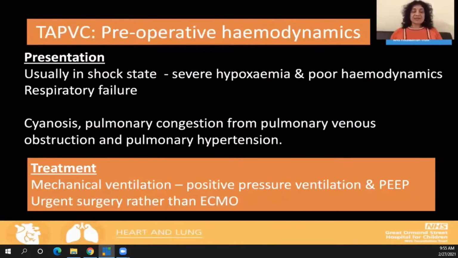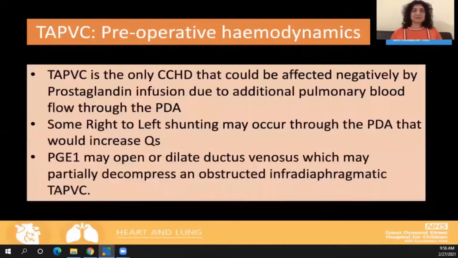The most common presentation is usually in a shocked state, with severe hypoxemia and poor hemodynamics. In addition, severe respiratory failure, cyanosis, pulmonary congestion from pulmonary venous obstruction, and pulmonary hypertension. The treatment involves mechanical ventilation, such as positive pressure ventilation and PEEP, and urgent surgery rather than ECMO. ECMO may be used to buy time until the baby can be taken to theatre for urgent surgery.